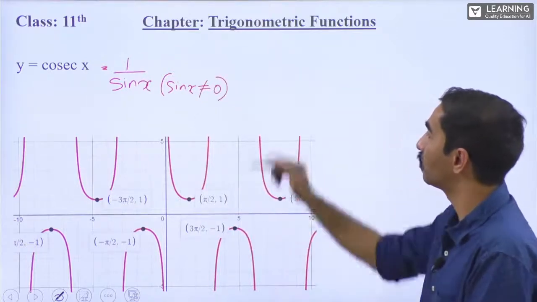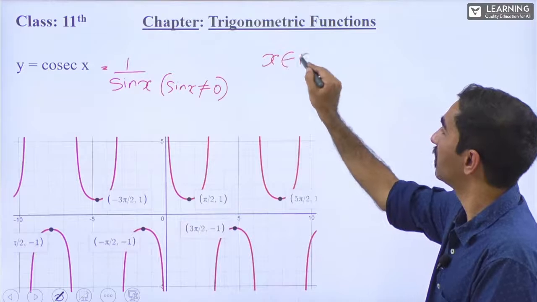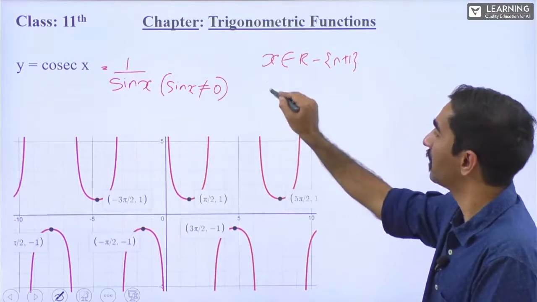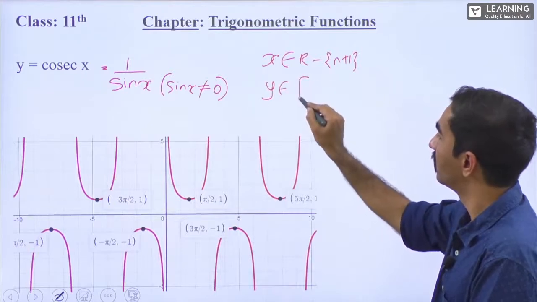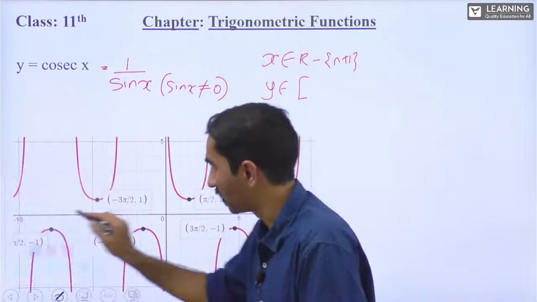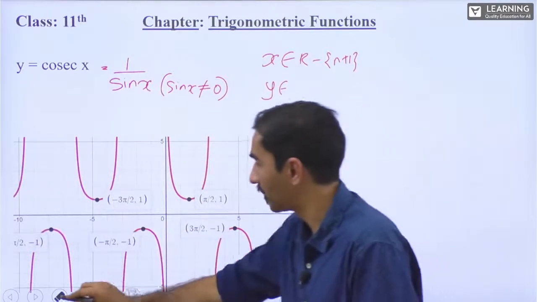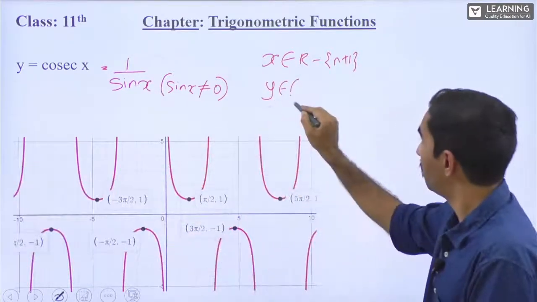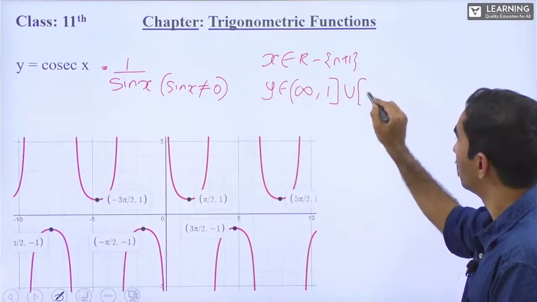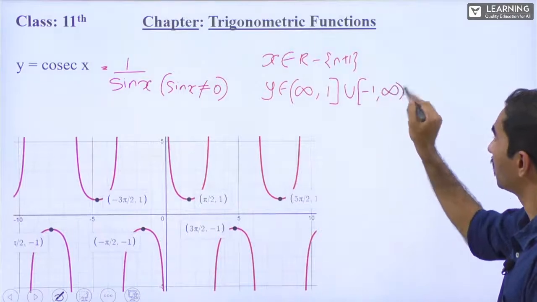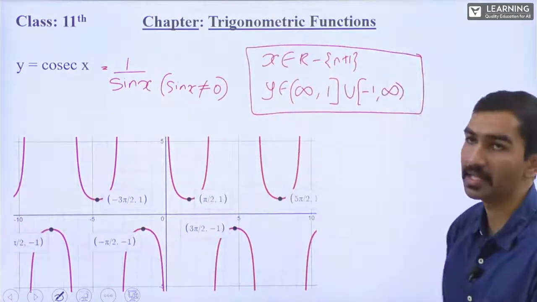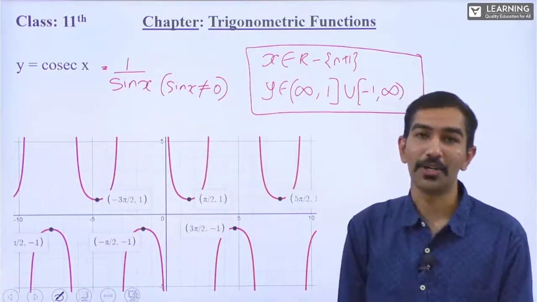So now, what is the domain? x belongs to the set of all real numbers except n pi. This will be our domain. And what will be our range? y belongs to, okay, so again there is a small mistake here. Not the closed bracket, it is the open bracket. Open bracket minus infinity to minus 1 union 1 to infinity, again the open bracket. So this will be the domain and range of cosecant x. I hope you're understanding this, students.